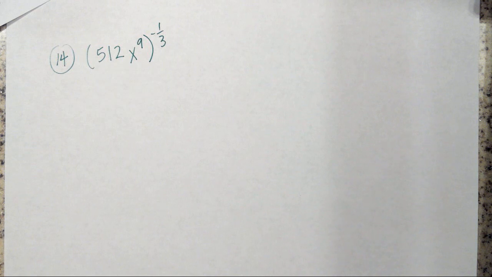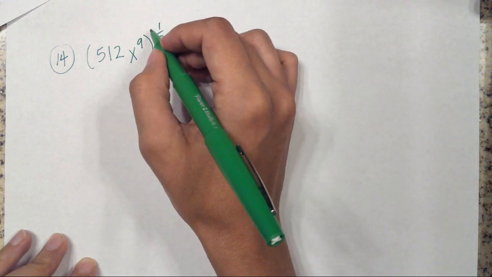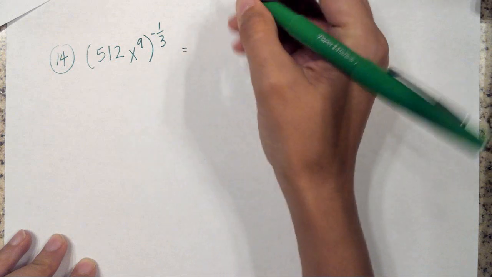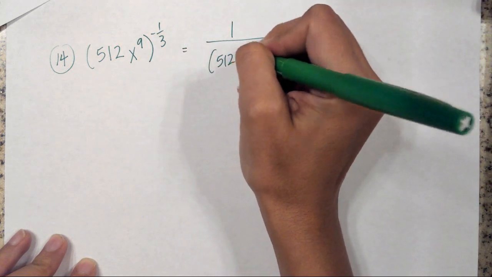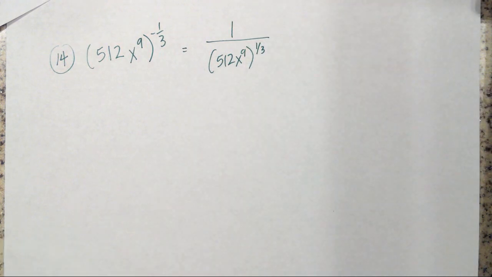Alright, so the first thing I'm going to do is for number 14. I have 512 x to the 9th. Now you could do your staggering exponents with the face, but I don't like having this negative exponent, so I'm going to bring this down, right? I'm going to put it over 1 to make it positive. Now everything on the inside stays the same when you bring it down. The only thing that changes, guys, is the exponent. So the exponent now becomes positive.